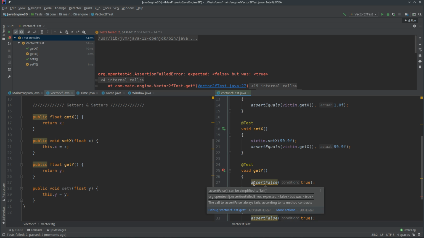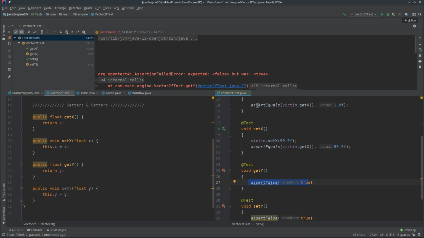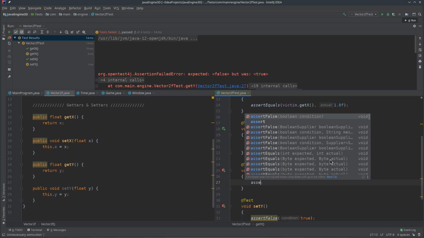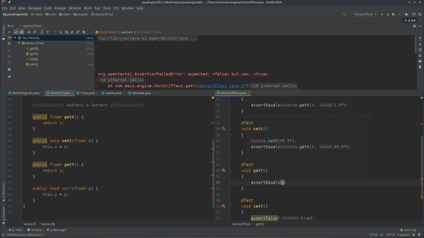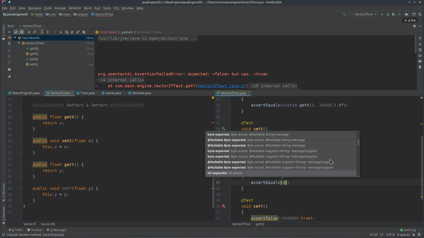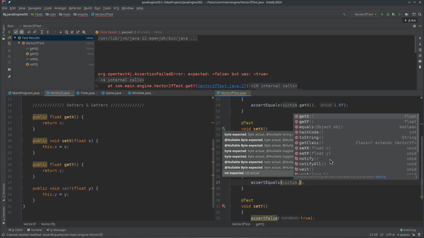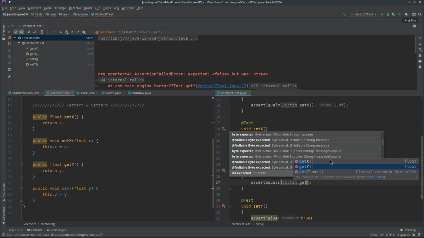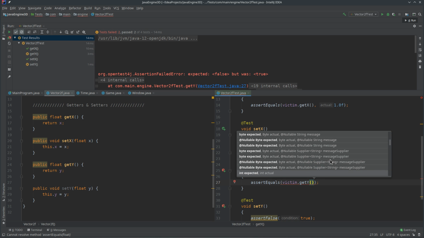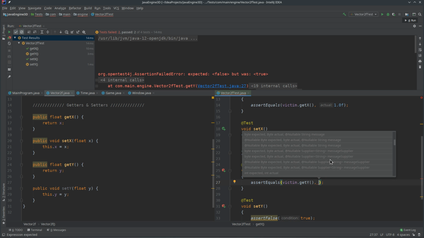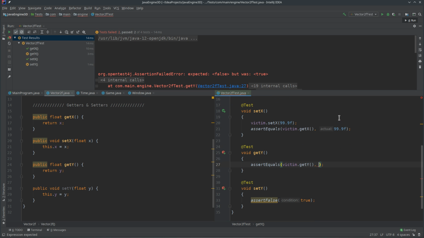So we will do a replacement for this. Well, actually, I'll do it properly. Come on, just get rid of it. So it's assertEquals, and we're going to get victim dot, is it getY now we're doing? I can't tell because there's a helpful screen in the way. And it should be 2.0f.